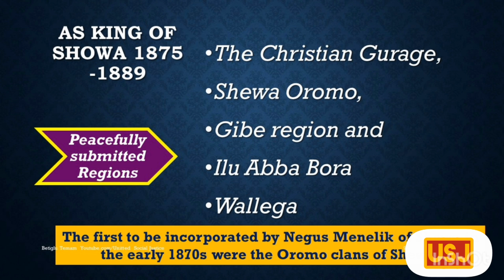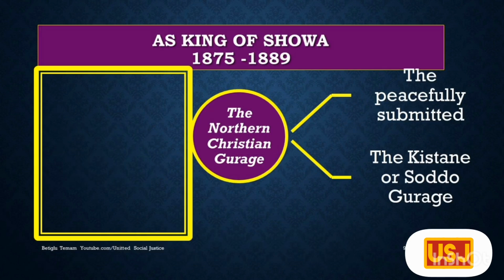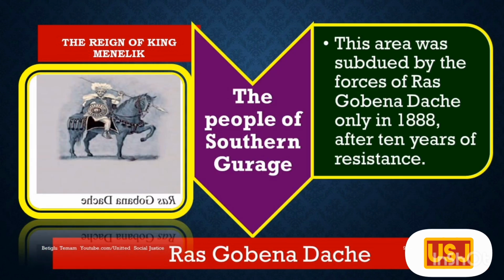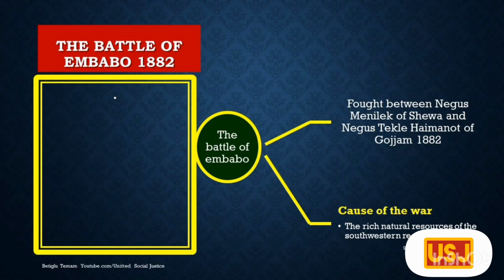Then the forces of Shua got the peaceful submission of the Kistane Gurage people, who were predominantly Christians. The people of southern Gurage gave the forces of King Menelik stiff resistance organized under their leader Hassan Enjamo, who was from the people of Kabena. This area was subdued by the forces of Ras Gobena Dachi only in 1888, after 10 years of resistance.